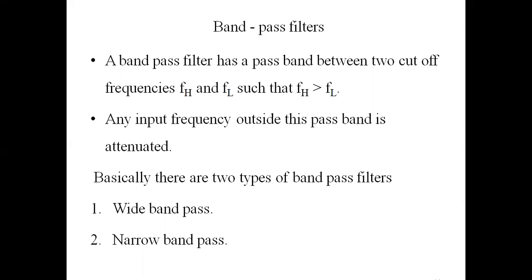As you know, it is also a type of filter, and a band pass filter has a pass band between two cutoff frequencies. They are named as higher cutoff frequency FH and lower cutoff frequency FL. The condition should be such that the higher cutoff frequency should always be greater than the lower cutoff frequency. That means FH should be greater than FL. So any input frequency outside this pass band is attenuated. In a band pass filter, any input frequency outside this pass band is attenuated.